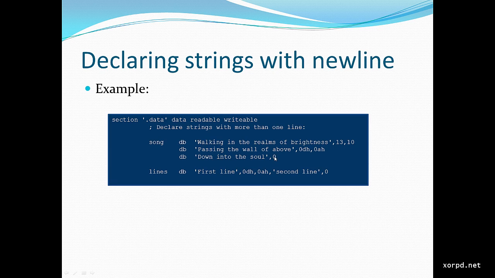Another example, which shows that we don't have to split the lines in our code. For example, we can just put the first line, and then add D and A, which means new line, and then add the second line. We don't have to separate the lines in our own source code.